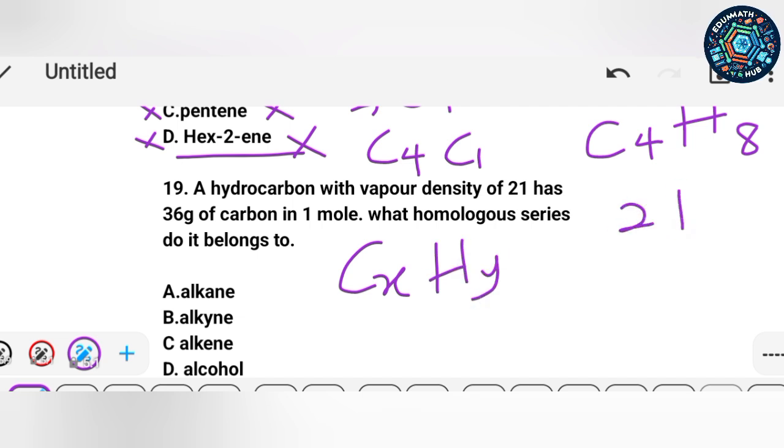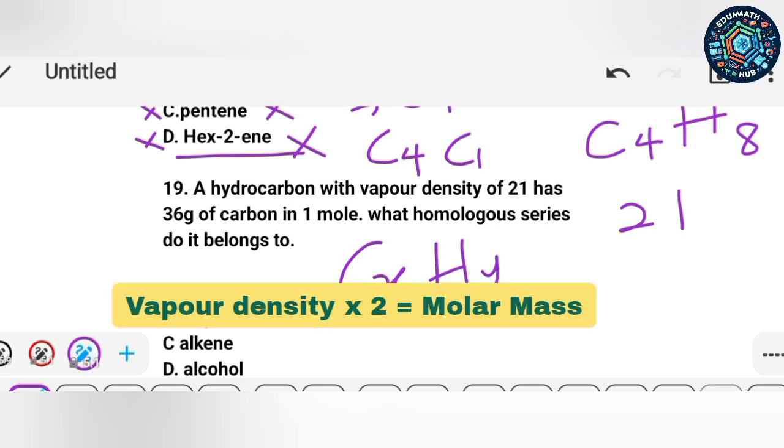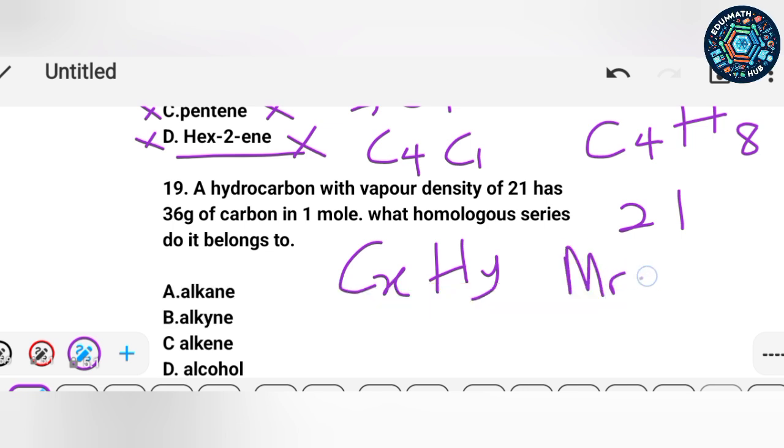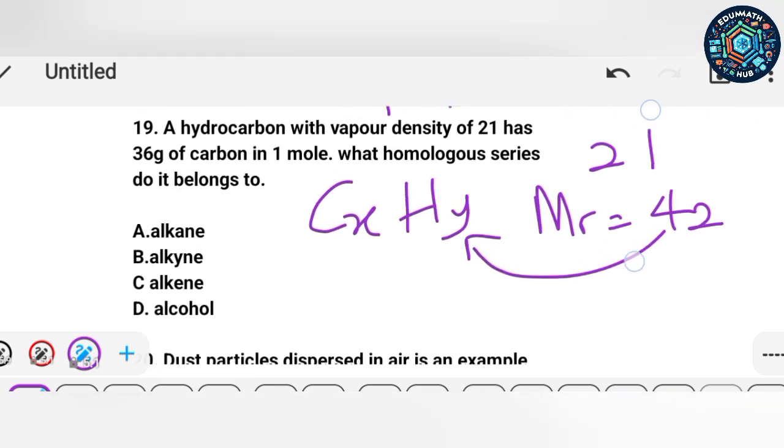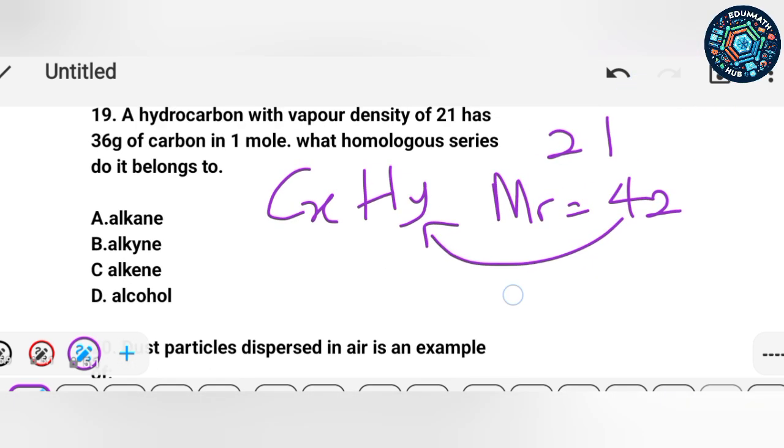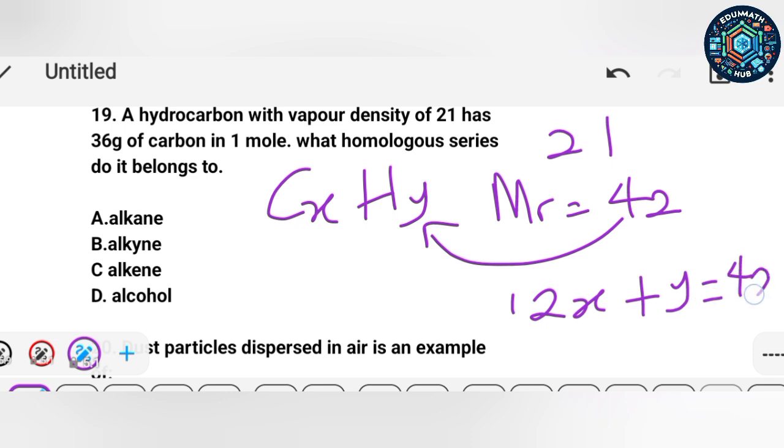So vapor density and molecular mass are related because vapor density times 2 will give you the molecular mass, as you can see from the formula on your screen right now. To get the molecular mass, which is Mr, just times this by 2. So that will be 42. Then come back to this place here and write the relative molecular mass of carbon is 12, so you write 12x, plus hydrogen is 1, so y, equals 42. This is what you must get.